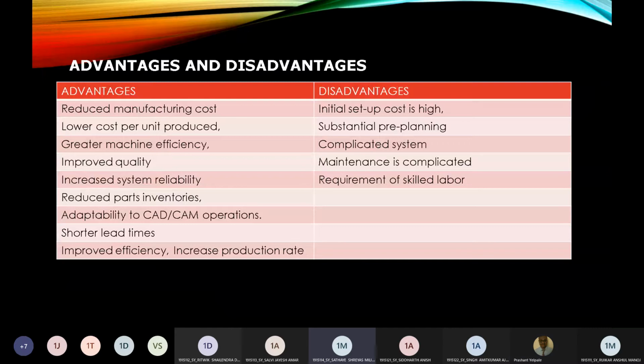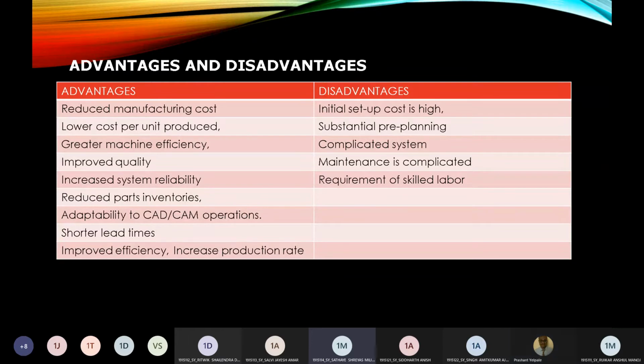Now I'll be talking about the advantages and disadvantages of the flexible manufacturing system. As we can see in the disadvantages column, the initial setup cost is high. Although this is true, once the setup cost is invested and we have a working flexible manufacturing system, running and maintaining the system is comparatively easier because we know the pinpoint location of the error, so we can take that machine aside, work on it, and let the rest of the machines keep running smoothly.